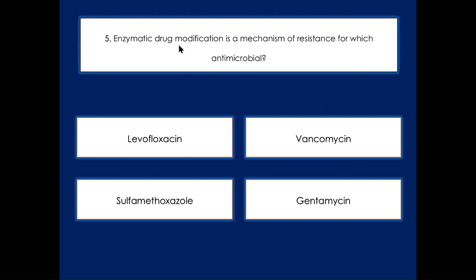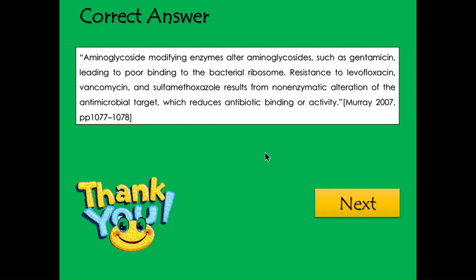5. Enzymatic drug modification is a mechanism of resistance for which antimicrobial? The correct answer: aminoglycoside modifying enzymes alter aminoglycosides, such as gentamicin, leading to poor binding to the bacterial ribosome. Resistance to levofloxacin, vancomycin, and sulfamethoxazole results from non-enzymatic alteration of the antimicrobial target, which reduces antibiotic binding or activity.